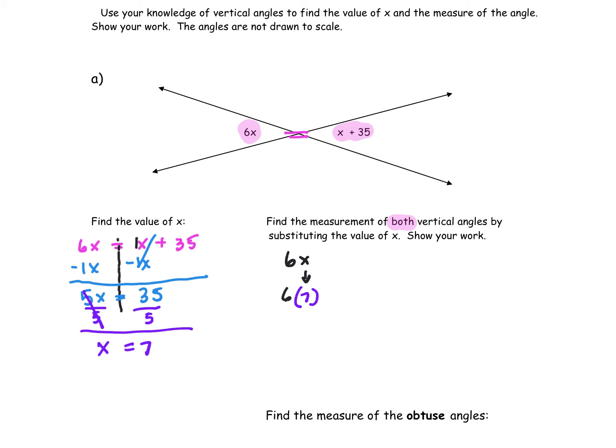So 6 times 7 is 42. Now if all is well, when we substitute 7 in the other expression, we're going to get 42 as well. Let's see. So the other expression is x plus 35. We now know that x equals 7, so we're going to substitute 7 and add 35 to it. And yes, it is 42. So those angles equal 42 degrees.